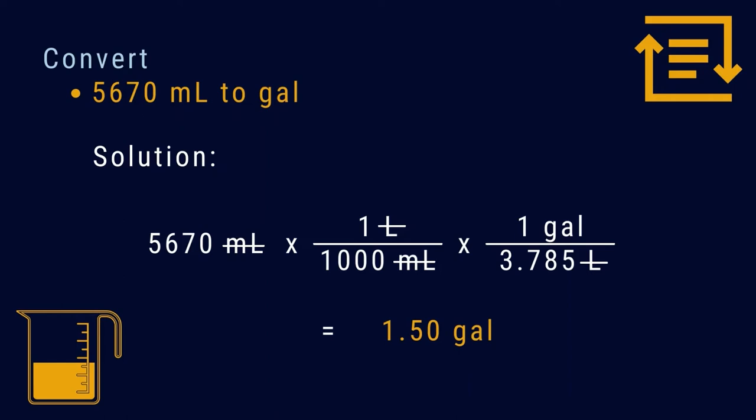Now for the last and third example, we will convert 5,670 milliliters to gallons. This also follows the steps in the first and second examples, but instead, we will multiply it by 1 gallon over 3.785 liters. Based on the conversion factor, 1 gallon is equal to 3.785 liters. This will cancel the unit of liter and we will get the unit of gallon. Just divide the 5,670 by the product of 1,000 multiplied by 3.785 and we will get 1.50 gallons.